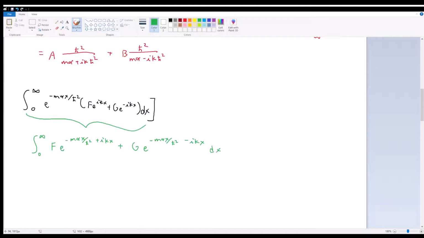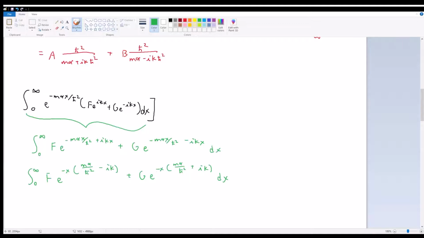We're going to do the same thing as before, integral from 0 to infinity of f times e. This time let's bring out the negative x at the front. So negative x and then m alpha over h bar squared plus ik, or in this case I suppose it would be minus ik, and then plus g times e to the negative x and then m alpha over h bar squared, this time plus ik.